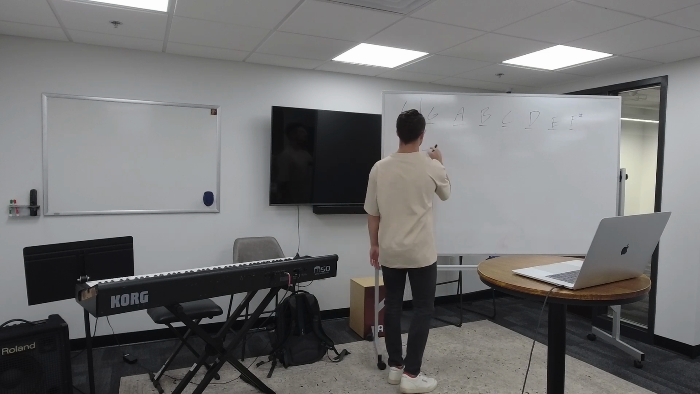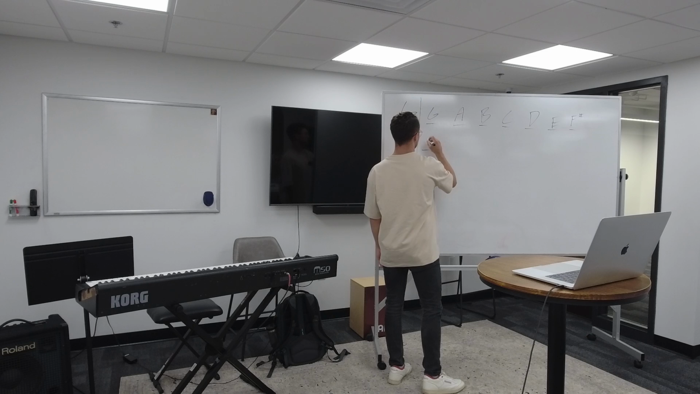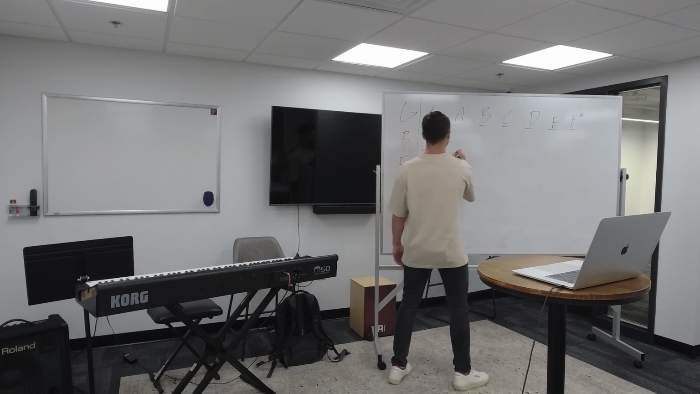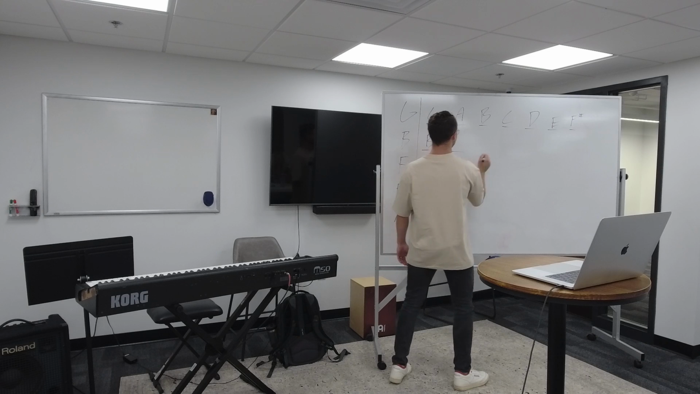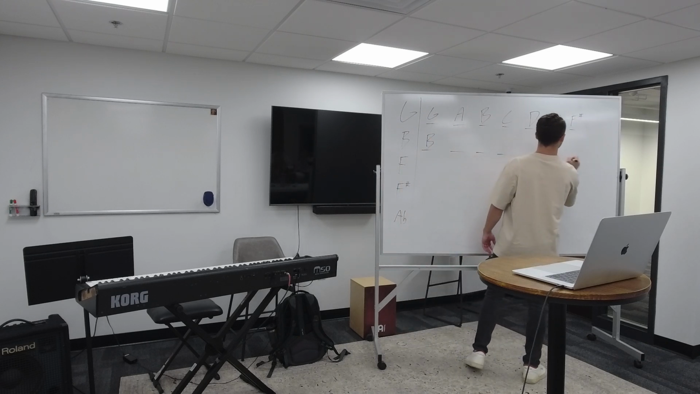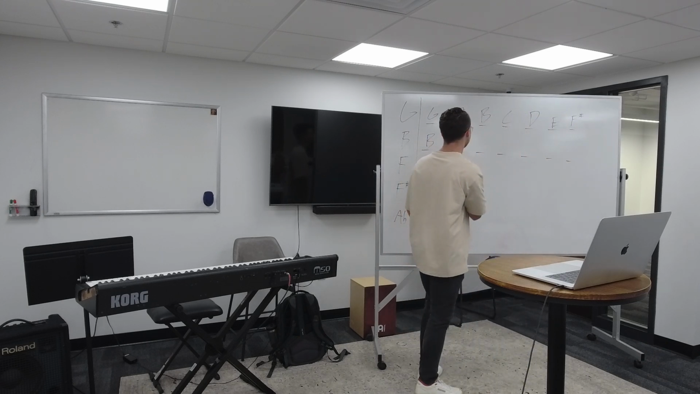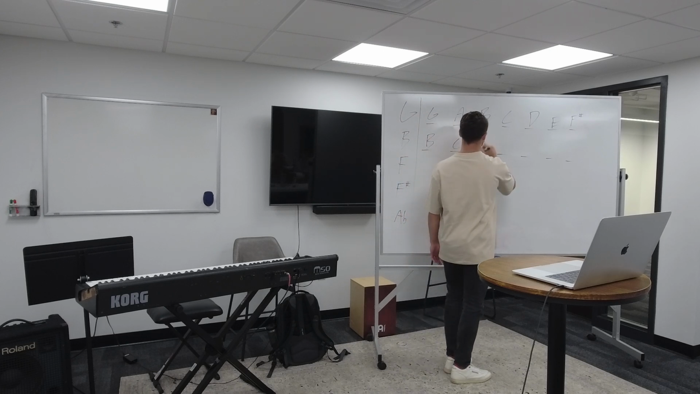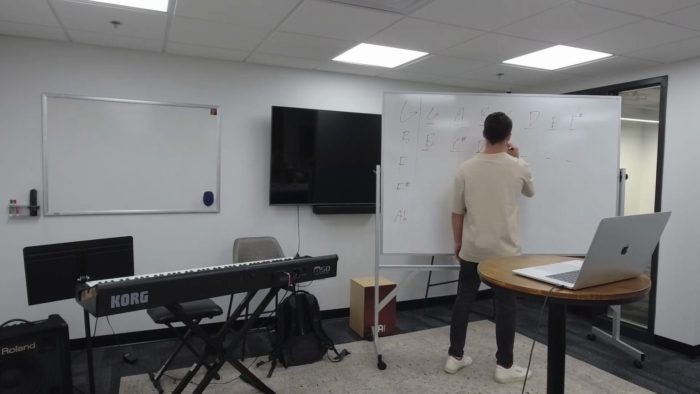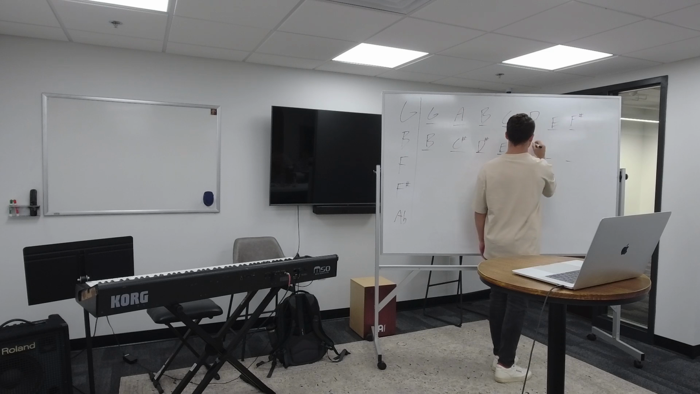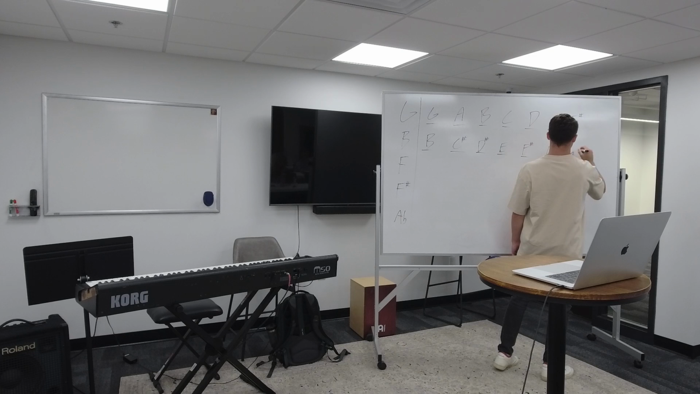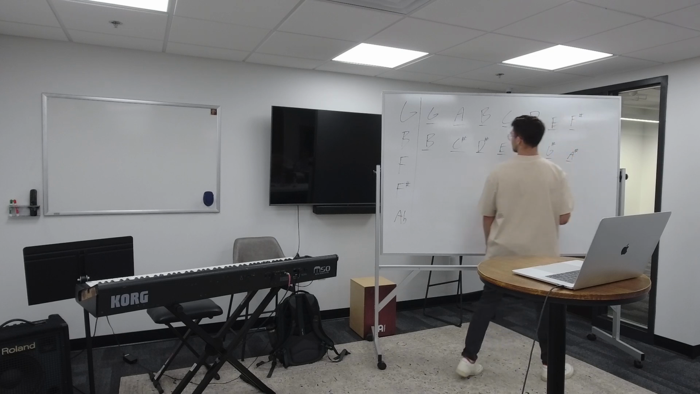All right. B. First note, B. I thought we already established that. Second note, C sharp. Third, D sharp. Fourth, E. Fifth, F sharp. Sixth, G sharp. Seventh, A sharp. Beautiful.